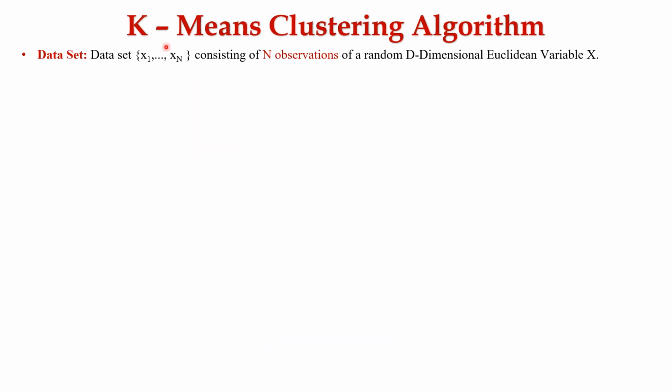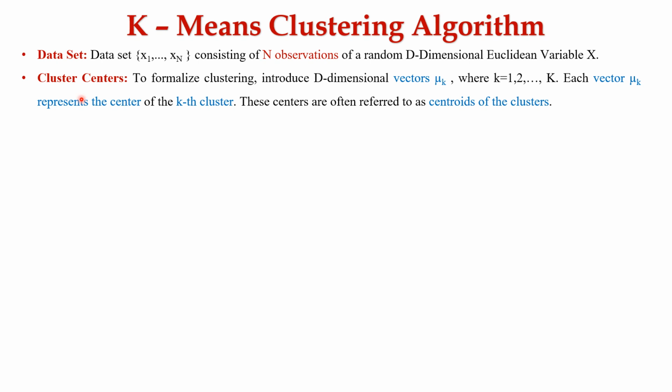Let's check out the terminologies used in K-means clustering algorithm first. So first comes dataset. The dataset which we are using here is x1, x2, x3 up to xn, which consists of n observations of variable x. The next terminology is cluster center. In order to form the cluster, we introduce the vector mu k, where k is equal to 1 to K, and each vector mu k represents the center of the kth cluster, which is also known as centroid of cluster.